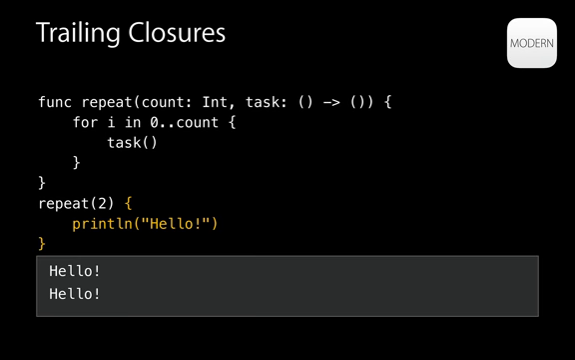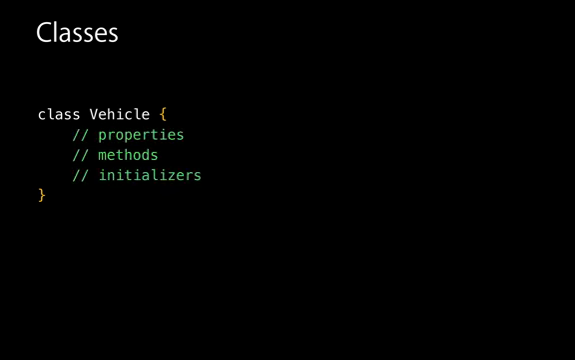So let's take a look at how to define a class in Swift. We do this with the class keyword followed by the name of the class we want to create. Here, I'm going to create a vehicle. And all of the class's definition, all of its implementation appears between these curly braces. All of its properties, all of its methods, all of its initializers. And we'll see how to write all of those in just a moment.